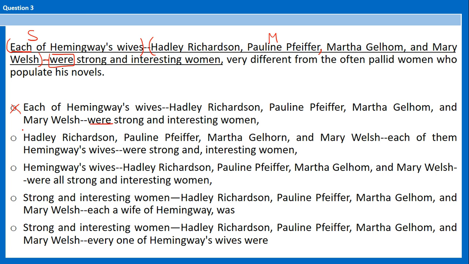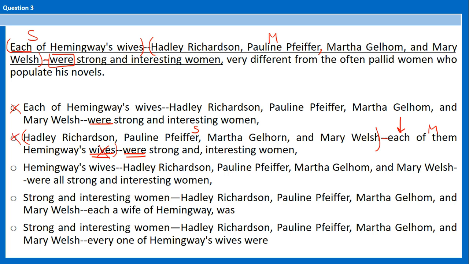Okay. In number 2, the subject is at the beginning. Hallie Richardson, Pauline Pfeiffer, Martha Gellhorn, and Mary Welsh. That's the subject. And the verb is after the modifier. Okay, here this is a modifier. Each of the Hemingway's wives is a modifier. Where is my verb? Okay, so the subject and the verb do agree in number. However, I cannot say each of them wives because each is singular and wives is plural.